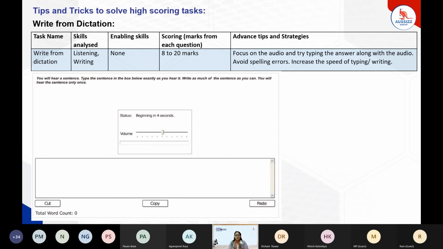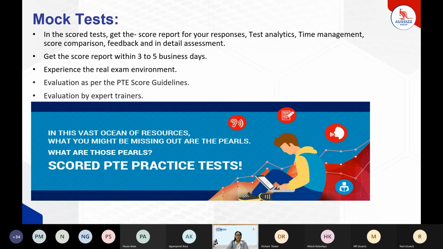The most important thing is to focus on the audio. Write along with the audio, avoid spelling errors, and increase the speed of typing or writing. First, you may have the habit of writing in the book and then on the screen. Fine, perfect. But try to increase the speed of typing or writing, whatever your approach is. All right. So this was about the high scoring tasks of the PTE exam. Till now, we have discussed approximately 13 tasks which are very important.